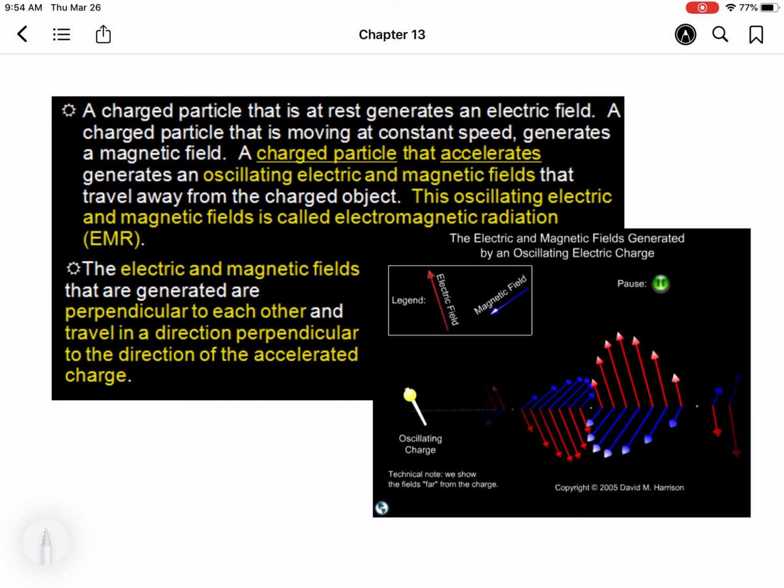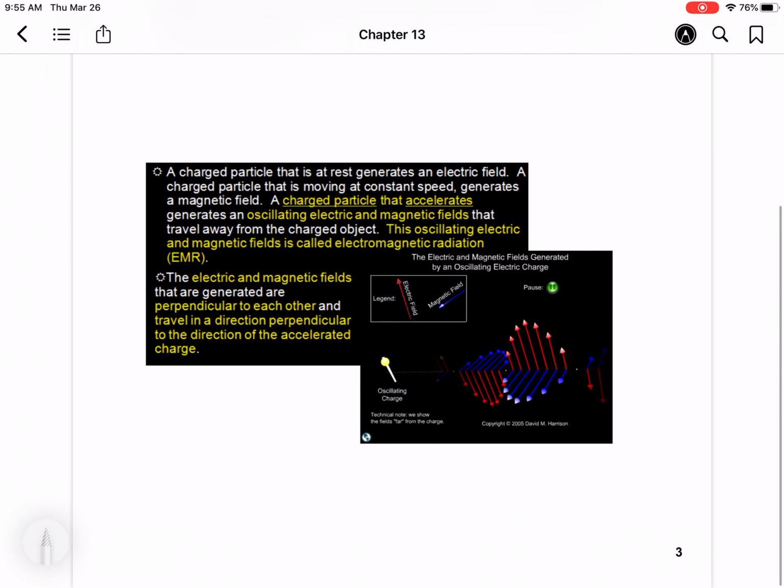I'm still teaching with my hands, even though you guys can't see it. So the electric and magnetic fields are perpendicular to each other, and they travel in a direction perpendicular to the direction of the accelerated charge. So everything's kind of perpendicular, and we're going to travel in a direction. So this is the main theory as to how light itself works. All right.